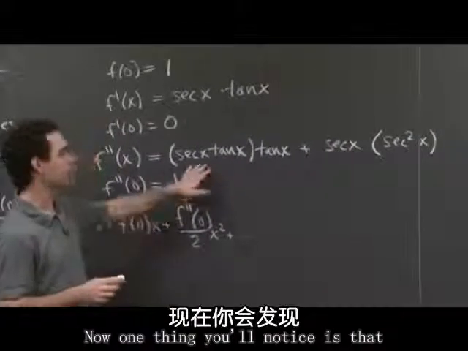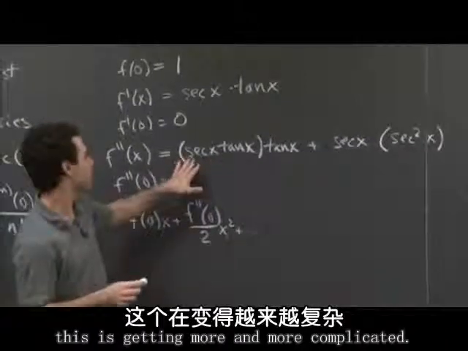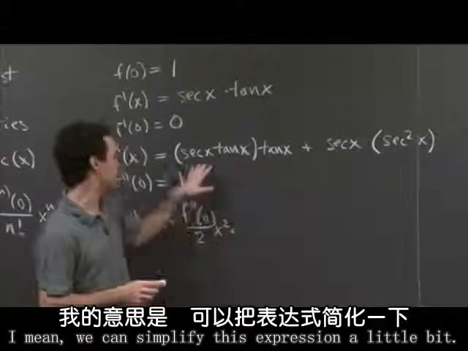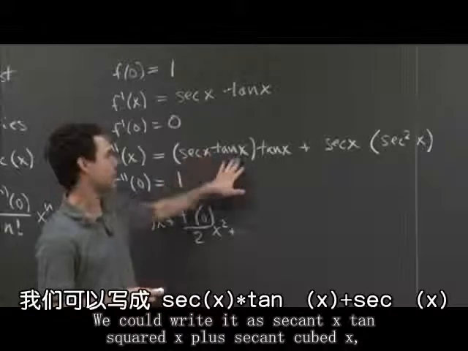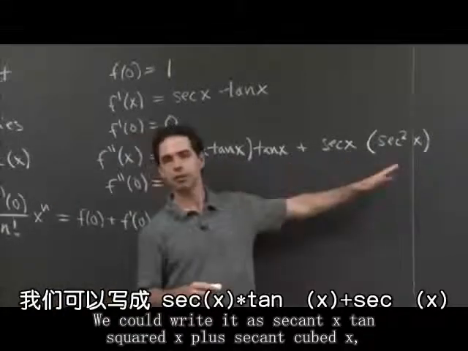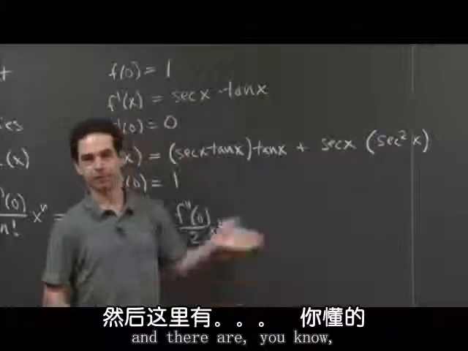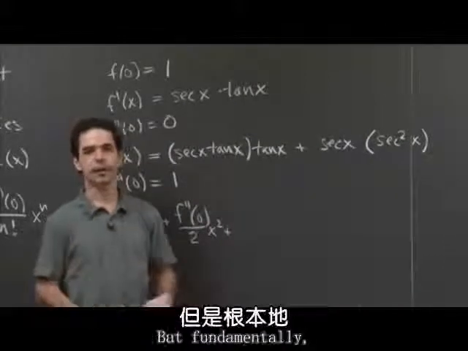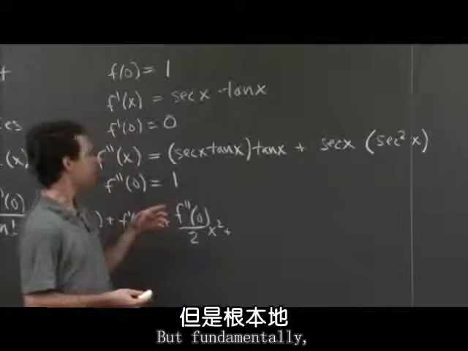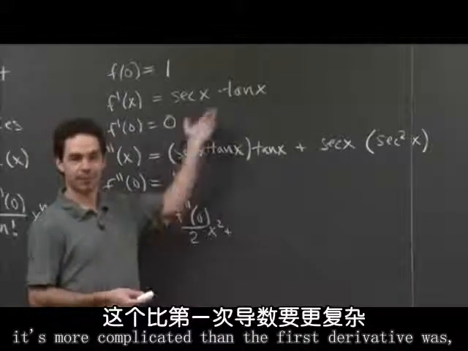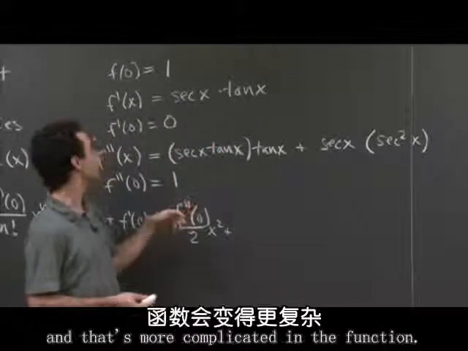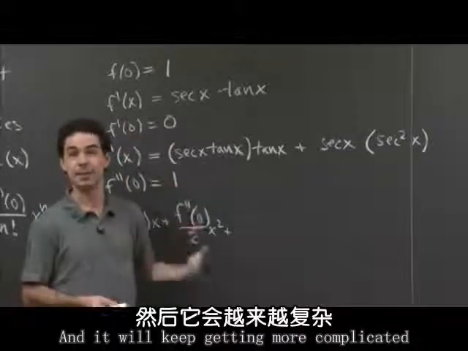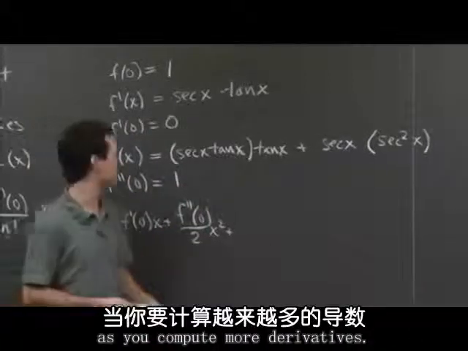Now, one thing you'll notice is that this is getting more and more complicated. I mean, we can simplify this expression a little bit. We could write it as secant x tan squared x plus secant cubed x. And there are all sorts of trig manipulations you could do if you wanted to try and rewrite that in some simpler form. But fundamentally, it's more complicated than the first derivative was, and that's more complicated than the function, and it'll keep getting more complicated as you compute more derivatives.